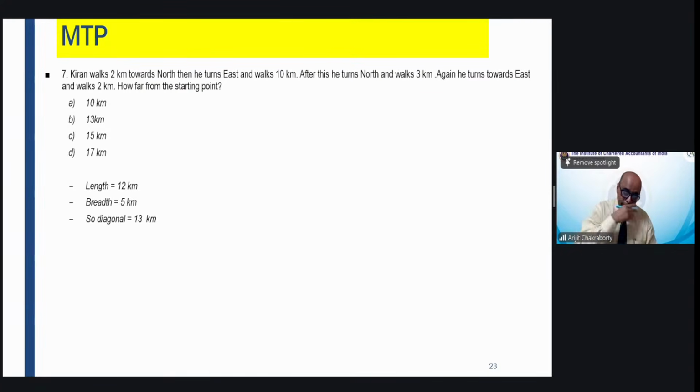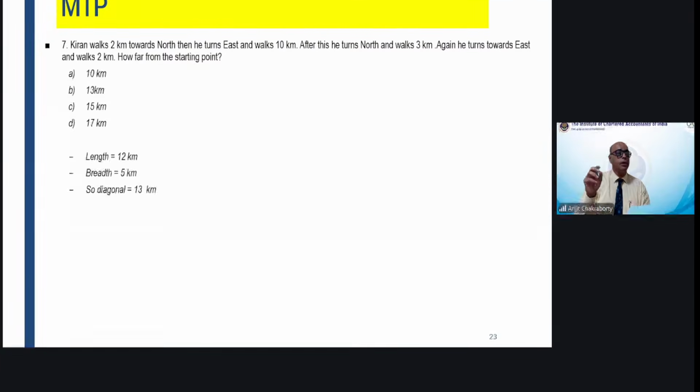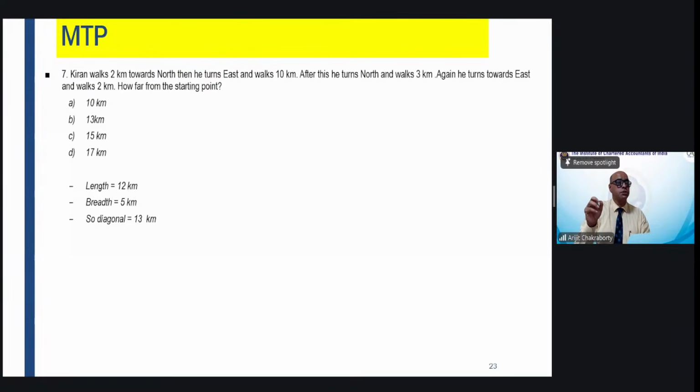So if you see, his movement is something like this. First is 2 kilometers towards the north. Then 10 kilometers towards the east, and so we have 2 plus 10 is 12. After that, he turns towards the north, 12 and 3 is 15. Again, he turns towards the east and walks 2 kilometers. 15 and 2 is 17.